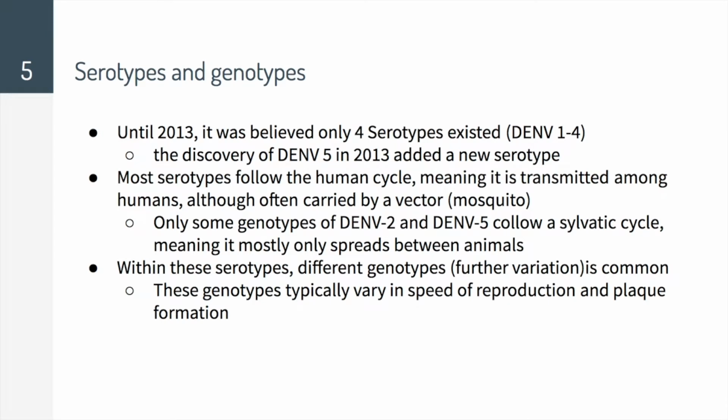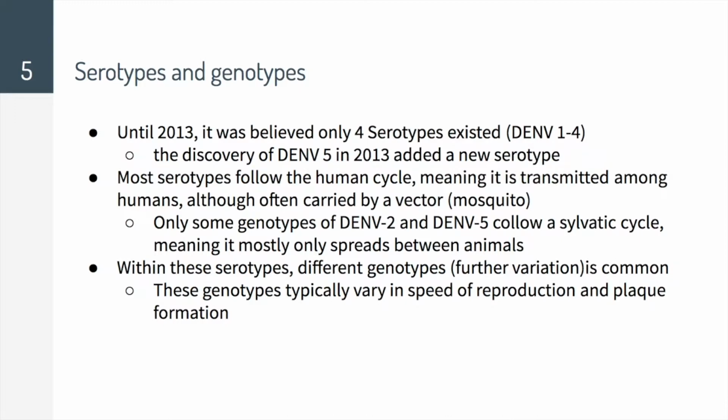Alright, so now let's take a look at the serotypes and genotypes that we can see inside the dengue virus. So until 2013, it was only believed that 4 serotypes existed, DENV1 through DENV4. However, in 2013, we saw the discovery of the DENV5 virus, which added a new serotype. Most of these serotypes are antigenically unique, but are actually genetically fairly similar.